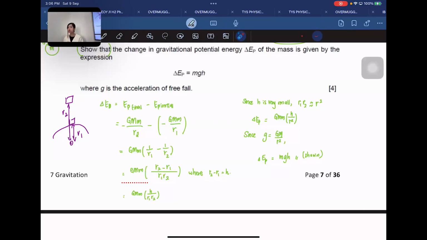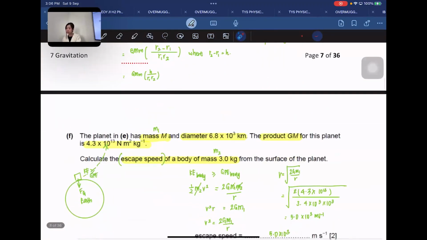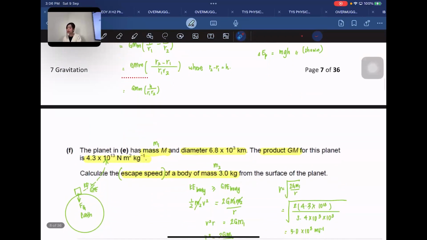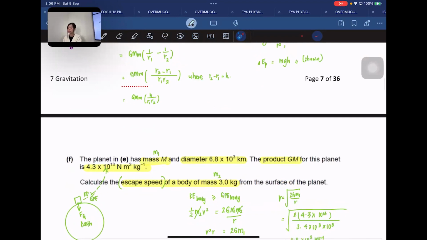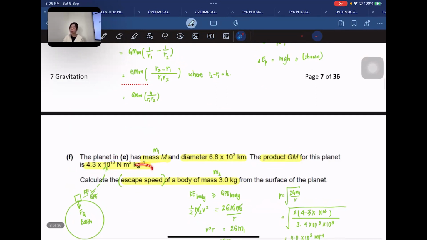The next one, for part F, it says here, the planet in E, which means this small spherical planet here, has mass m and a diameter 6.8 times 10 to the power 3. The product given for G times m is 4.3 times 10 to the power 13. Now calculate the escape speed.